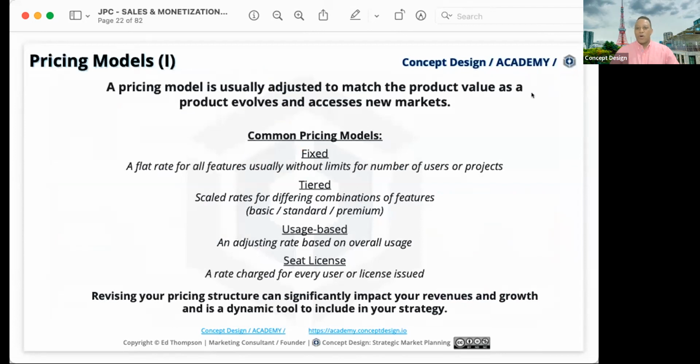The next thing that I want to talk about is the type of pricing models that you might be using for different products. And so there are usually four, especially when we're talking about platforms, services: a fixed price, a tiered price, usage-based price, or a seat license price. The important thing about pricing models is that depending on how you change your pricing and your offer to consumers, this could significantly impact your revenues and your growth. Pricing is a dynamic tool that you need to include as part of your strategy.